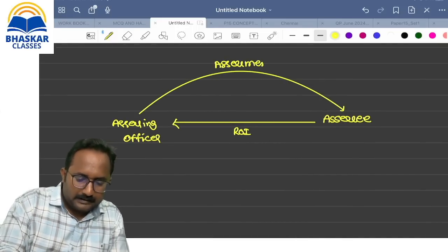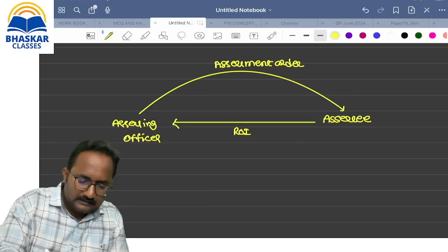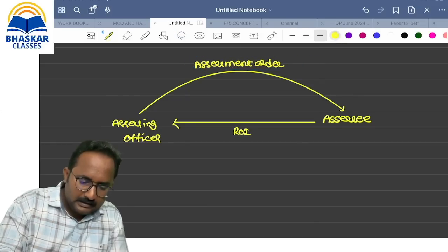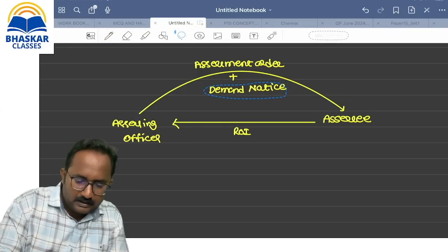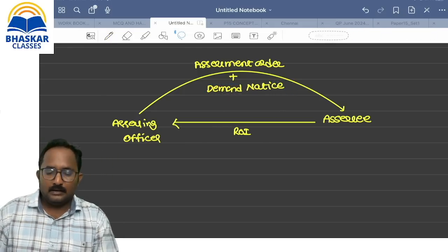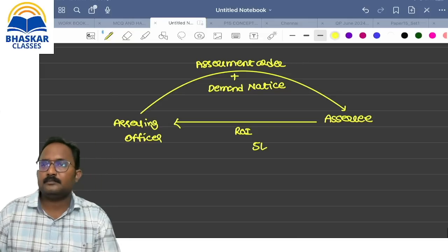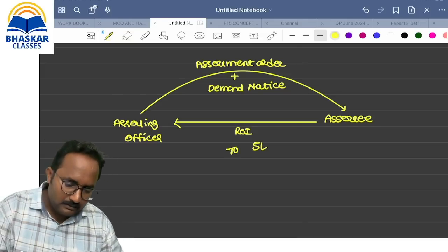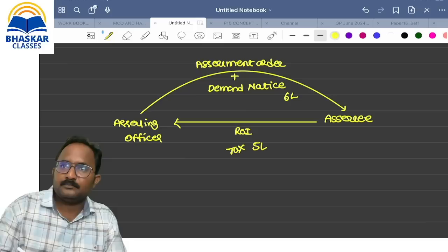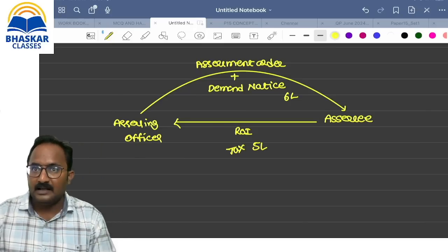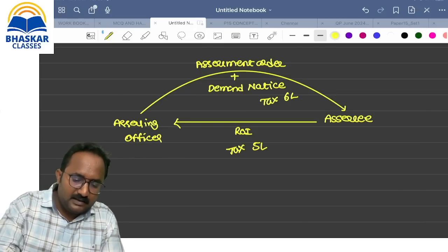Yes, ma'am, the assessment order. And in some cases, along with that assessment order, he can issue the demand notice. Sir, you paid some tax that is not sufficient. Still, you are required to pay some more tax. That's why he can issue the demand notice. Sir, already I paid 5 lakhs along with the return of income. Still, he is asking for some more tax, an additional 6 lakh. That is the tax mentioned in the demand notice.